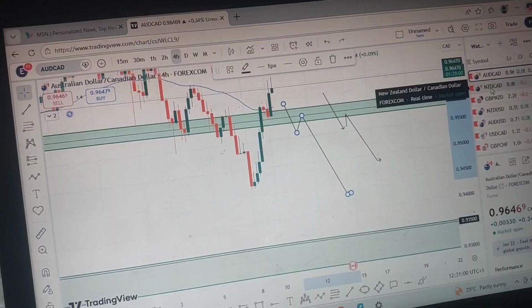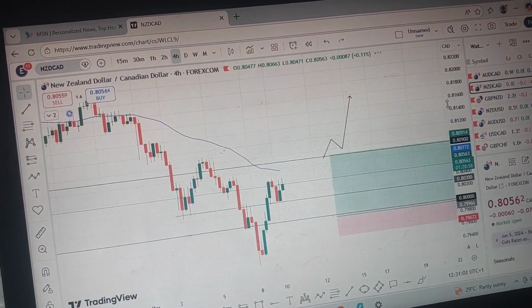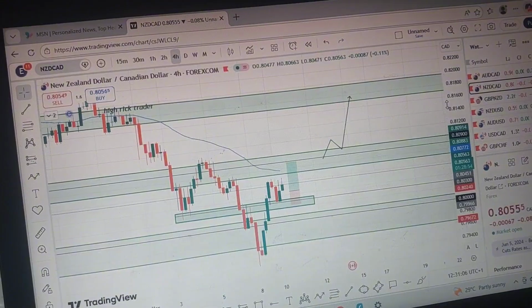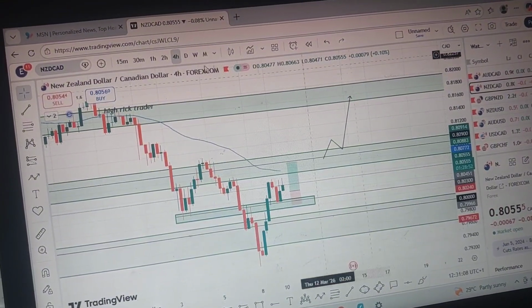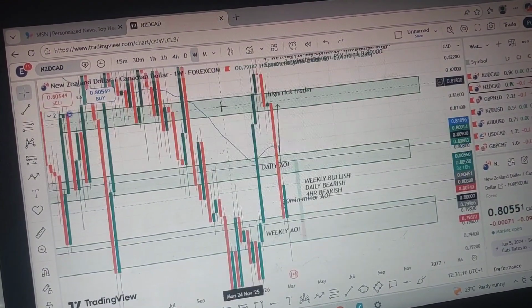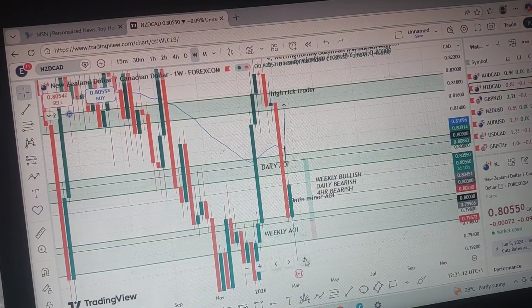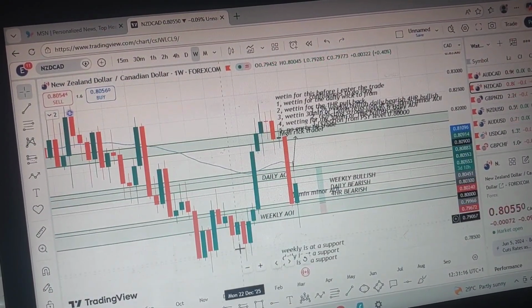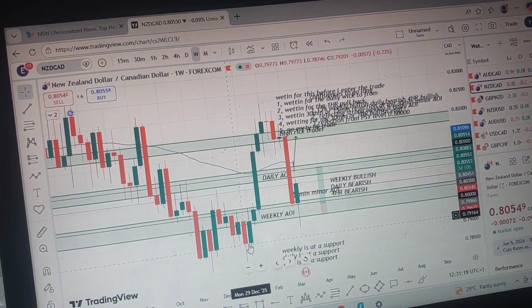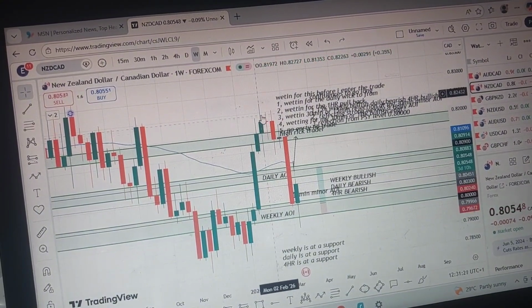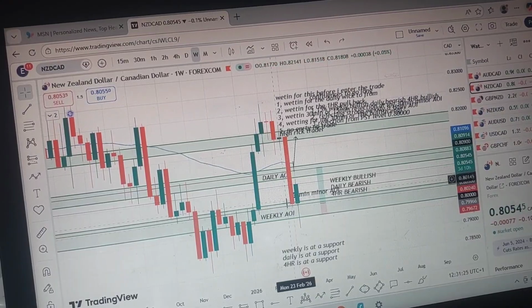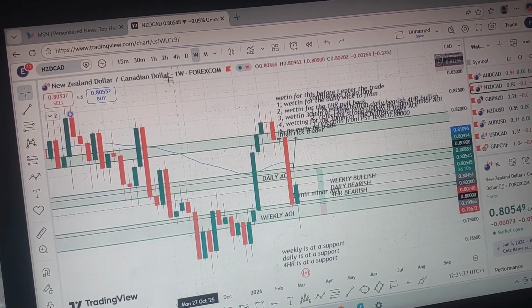how I analyze this. So next is going to be NZD CAD. I'm just going to do this video short, I don't want it to be long. So NZD CAD in the weekly time frame, we can see we are clearly bullish in the weekly time frame. This is the higher low, this is the higher high. Now we are having a retracement to this area of interest.